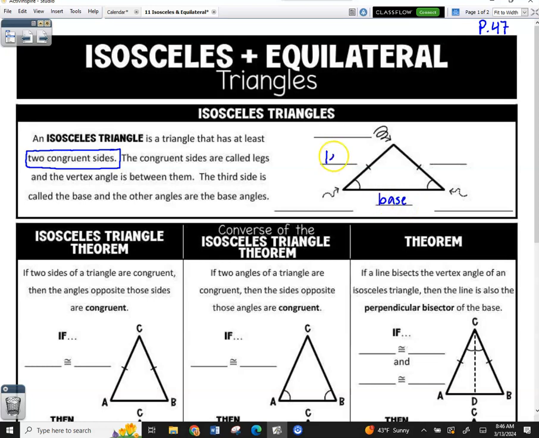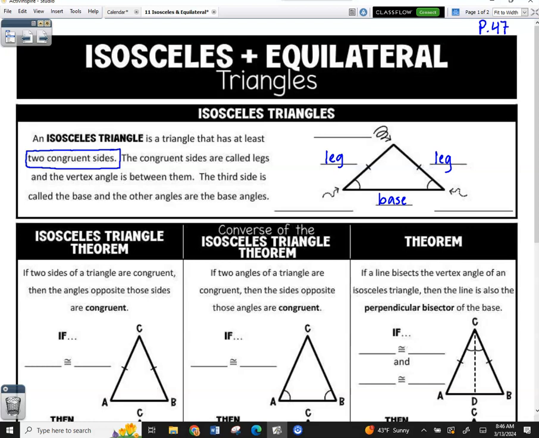The two sides that are congruent are called the legs of the isosceles triangle, which makes sense because ideally your legs should be the same length, although everybody's different. Some people have slightly. My son has his right foot bigger than his left foot.